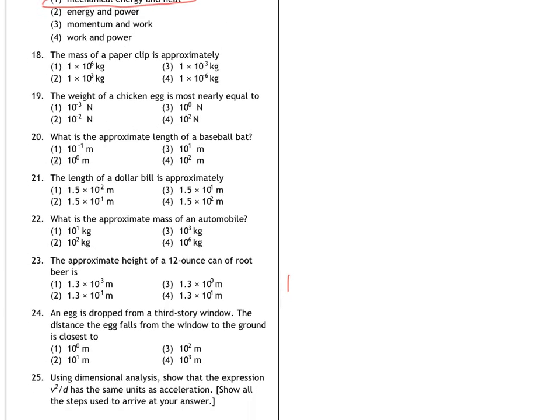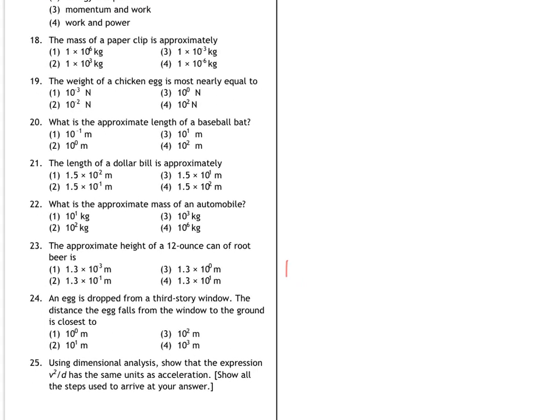We have the mass of a paperclip. The mass of a paperclip is going to be just about a gram, and the gram is represented by choice 3 here, 1 by 10 to the negative 3. That's the scientific notation representation of 1 gram. Number 19, I'm seeing the weight of a chicken egg. That's going to be just about 1 Newton, and choice 3 is the scientific notation representation of 1 Newton. Number 20, the length of a baseball bat is going to be about 1 meter. For the same reasons as number 19, choice 2 is the answer.